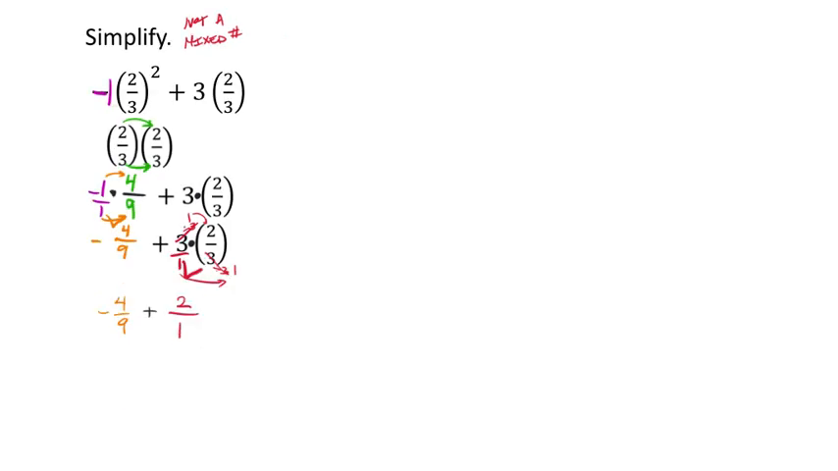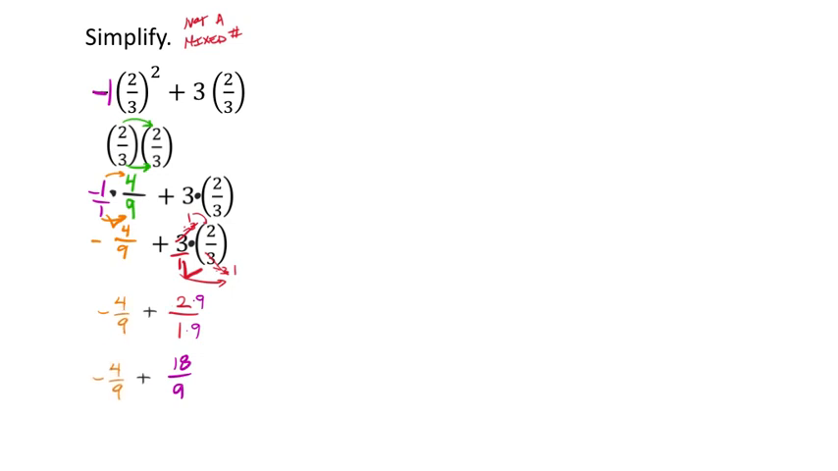Since we are adding these two fractions, I need the denominators to match, which I will force to happen. So I know 9's a multiple of 1. Anything's a multiple of 1. So I'm just going to multiply the denominator and numerator by 9, which is going to make this fraction now 18 over 9. So there's that 9 denominator, right? We wanted that. So I've got negative 4/9 plus 18/9.